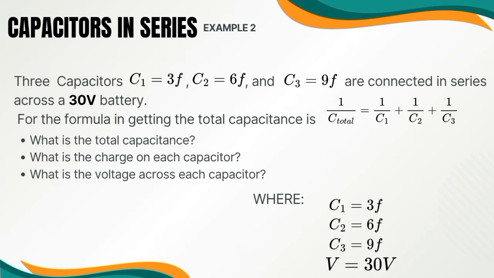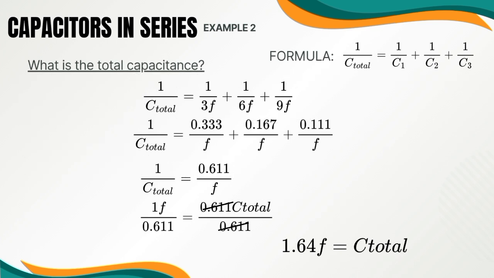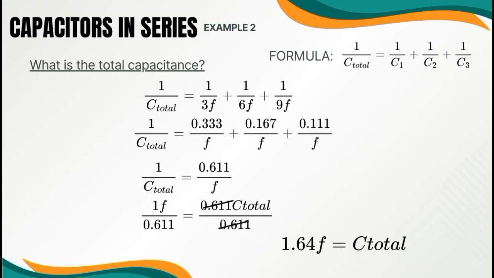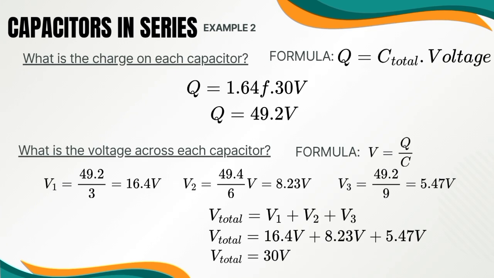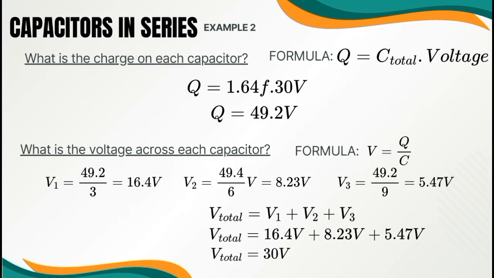Again, we will find the total capacitance of the 3 capacitors. So 0.611. So we will cross multiply again, then cancel. So the total capacitance will be 1.64 farads. To determine the charge on each capacitor, we will multiply again the total capacitance and the total voltage. So 1.64 farads times 30 volts is equal to 49.2 volts.